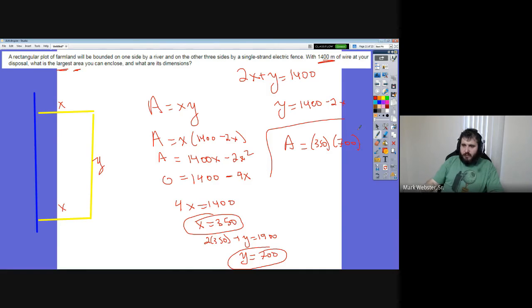Whatever that is, 350 times 700. That much. 245,000 meters of area squared, right? All right.